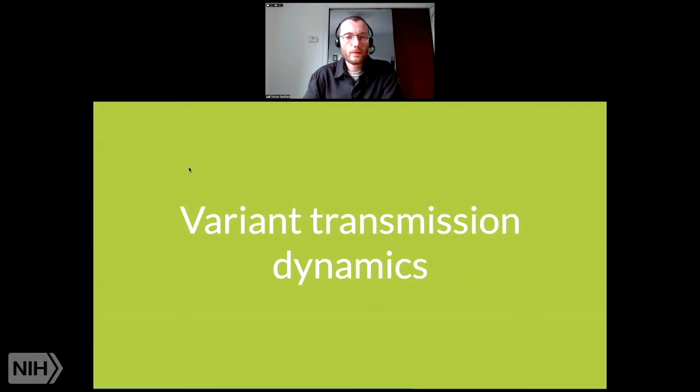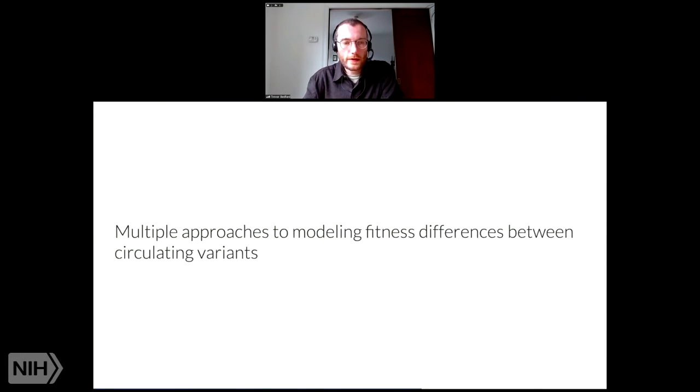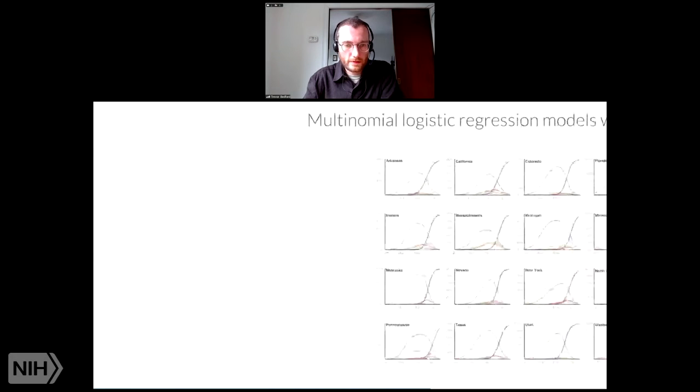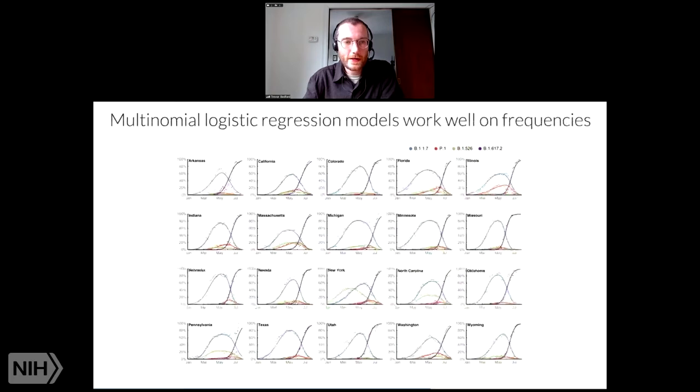I want to talk here more about transmission dynamics and look in detail at one variant compared to another. There are generally multiple approaches to modeling fitness differences. To describe in big picture how this works, one popular approach is a multinomial logistic regression, and this is looking at frequency through time.